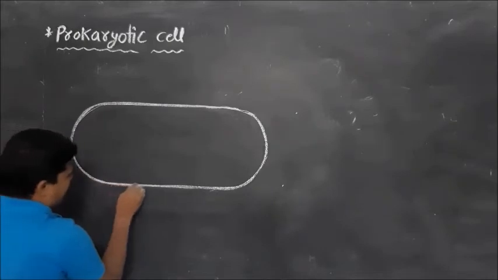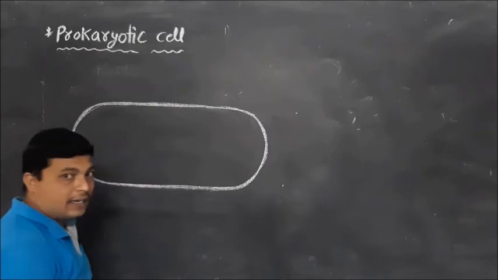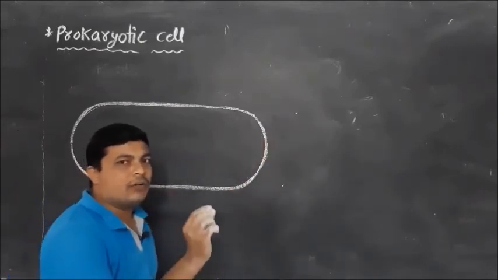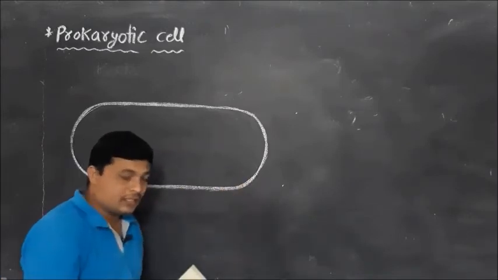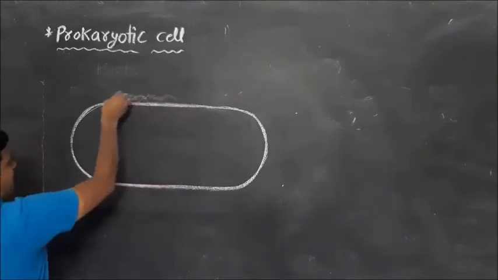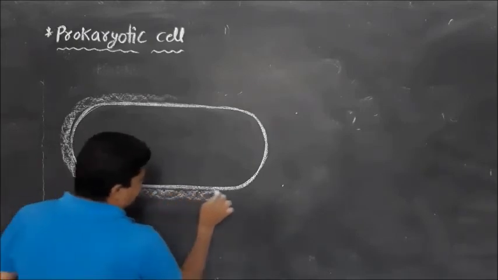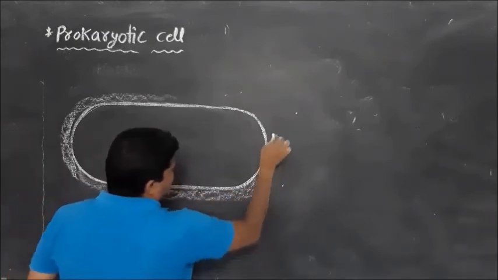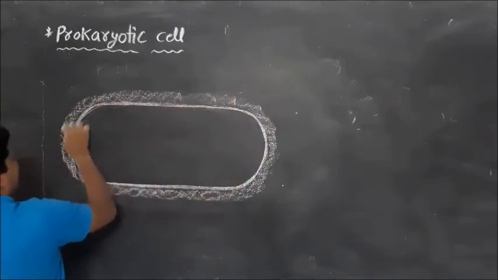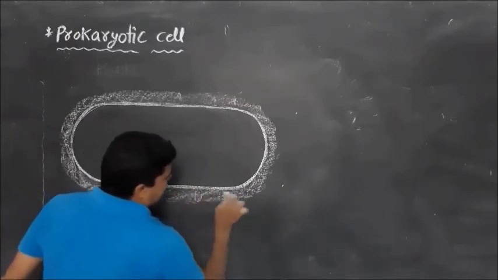What is this bacterium? A bacillus bacterium. Each and every bacterium is surrounded by a cell wall. This cell wall is made up of peptidoglycans. And outside of this cell wall, one slime layer is present. This slime layer is made up of glycocalyx. It is the slime layer, present outside of the cell wall.